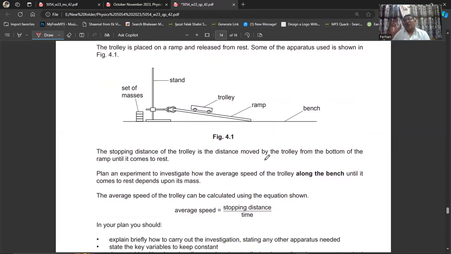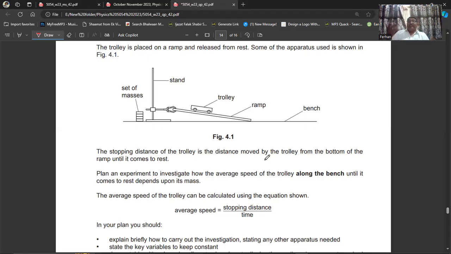Okay, so then divide the distance the trolley moved on the horizontal bench by the time it took before it stops. From the bottom of the ramp to the point where it stops, note down how much time it takes to cover that distance. Then divide that distance by the time, and you will get the average speed.